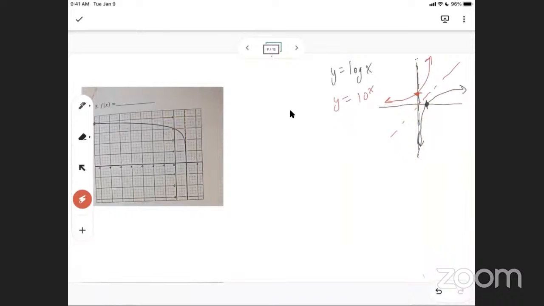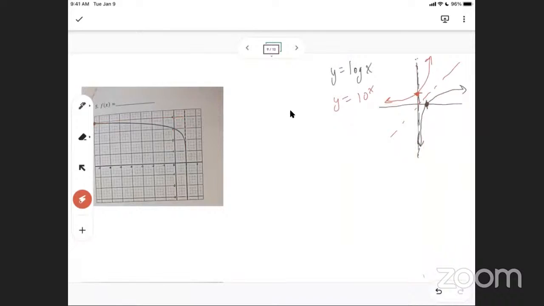Look over here at my original graph. You see how this point is 1 away from the asymptote? Here's your asymptote, and that's 1 away from it. But then if you look at what this point is right here, it kind of tells you what the base is. 1, 2, 3, 4, 5, 6, 7, 8, 9. So I believe that means it's a base 3.